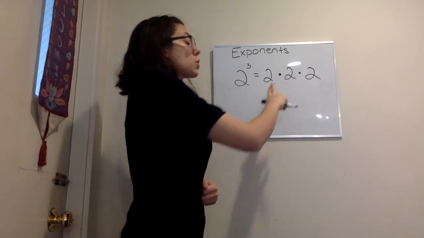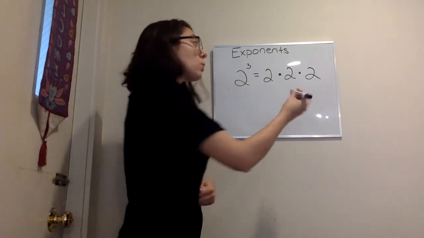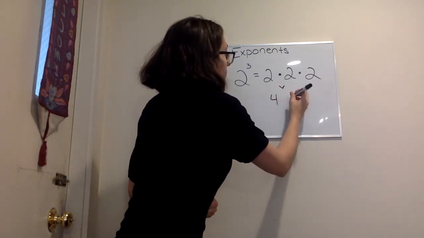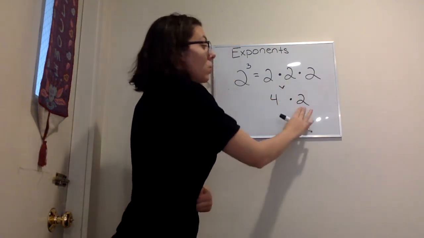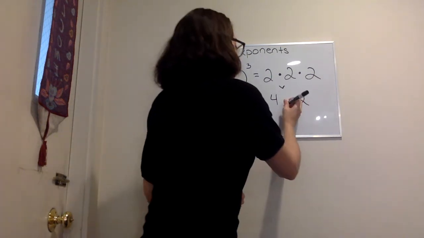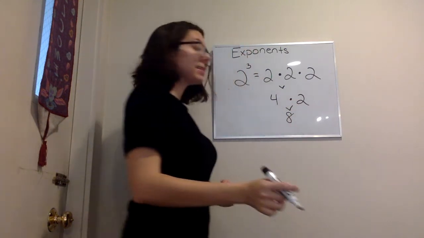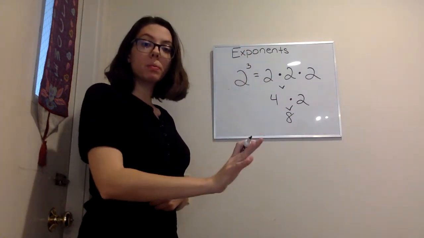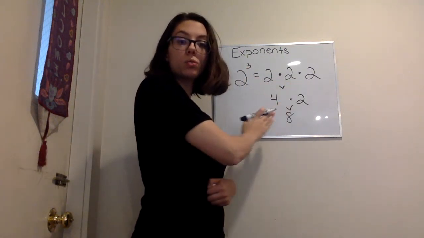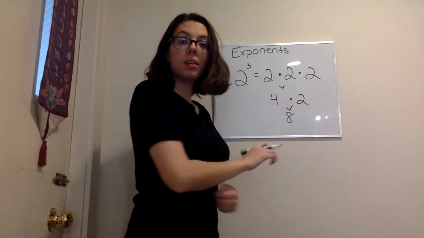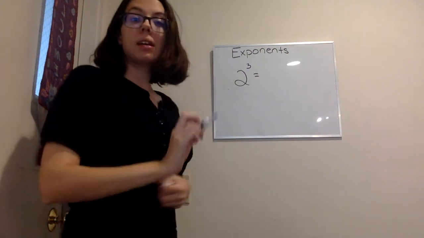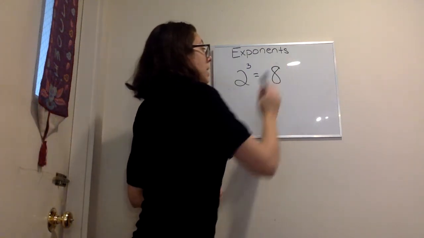So if we're doing 2 times 2, we are going to get 4. And we're left with 4 times 2. So 4 times 2 will give us 8. So again, we have the repeated multiplication here, 2, 3 times. So 2 times 2 is 4, 4 times 2 is 8. Therefore, 2 to the third power is equivalent to 8.